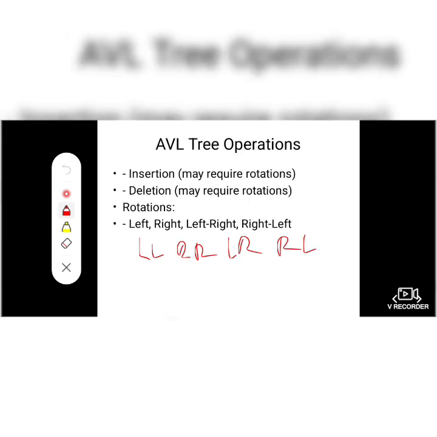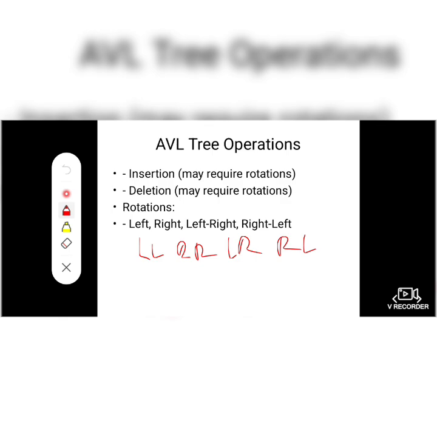So we have AVL tree operations: insertion and deletion. These require some rotations. If the balance factor is not -1, 0 or 1, then we do rotations like left rotation, right rotation, left-right rotation or right-left rotation. LL, RL, RR, LR.